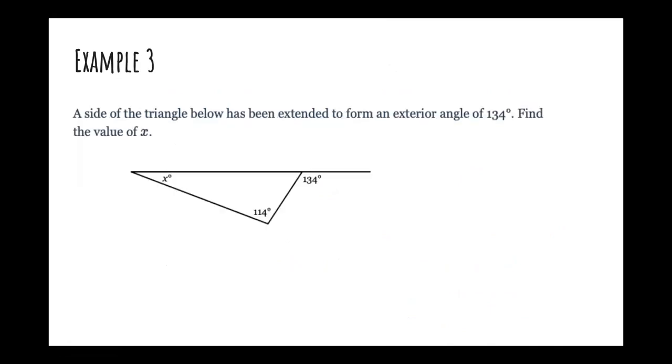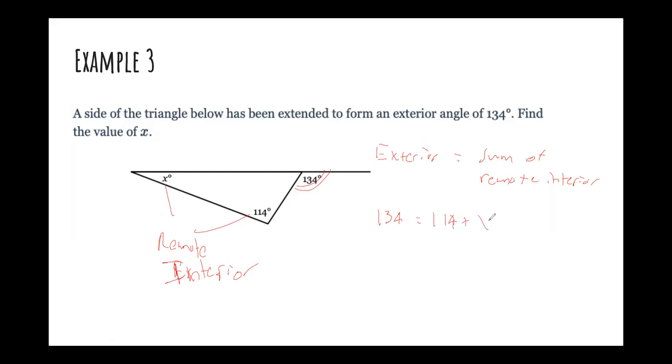All right, let's go to an exterior angle problem. Now, what you could do on this problem, since this is a number, is use the linear pair and figure out what this is equal to, and then do the triangle sum. But it's easier to add the remote interior angles together and set it equal to the exterior. So I'm going to do 134 equals 114 plus x. So I'm going to subtract 114 and get x by itself. So I get x equals 20 degrees.